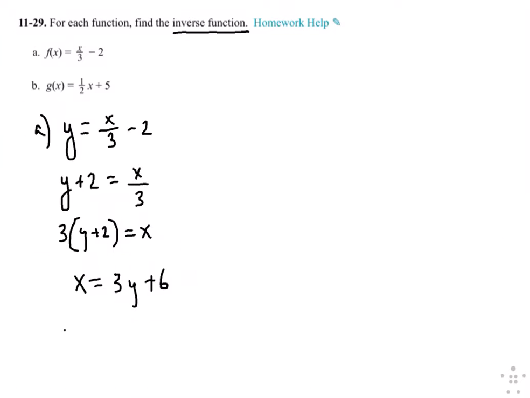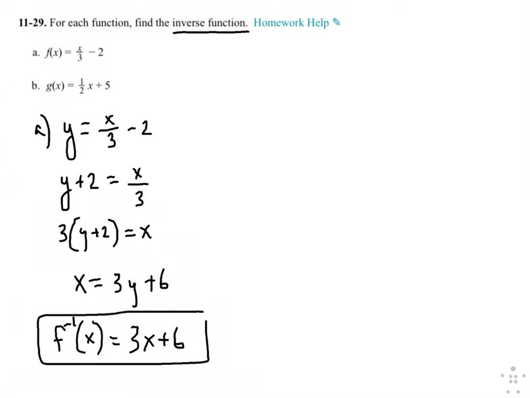Now the next step, we change this to be the inverse function of x, and we change the y to x, 3x plus 6. And there's the inverse function. Don't leave it in factored form unless the question says that. The book is probably going to leave it as f inverse of x equals 3 times x plus 2. It's not correct format to leave that in.